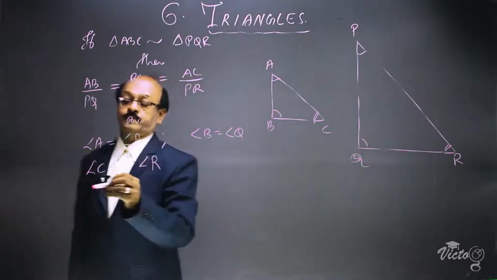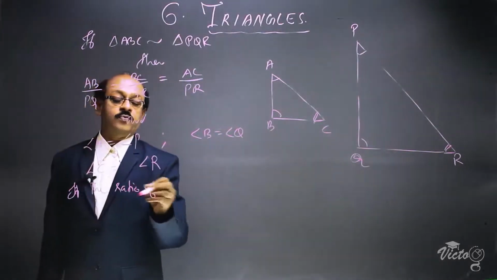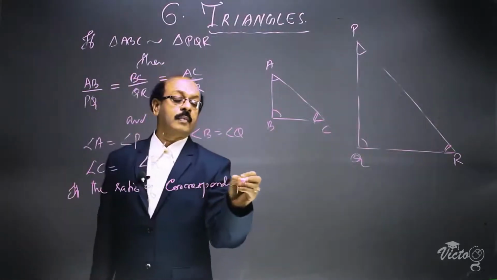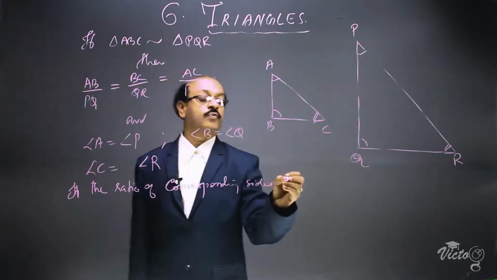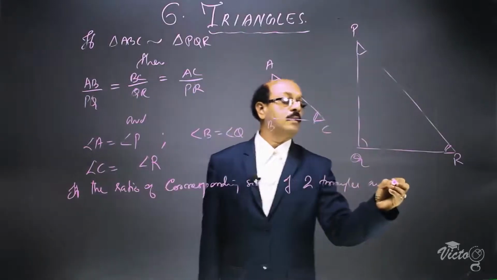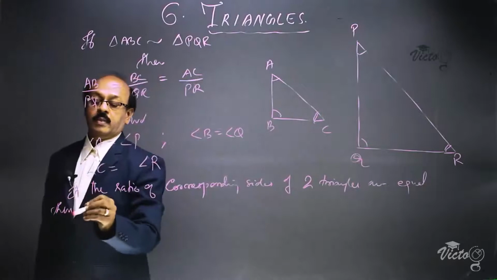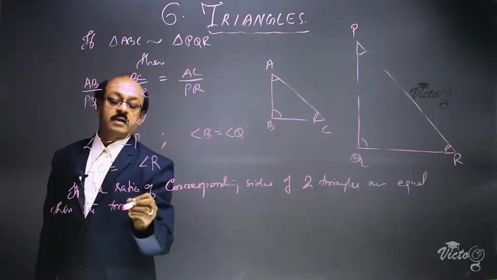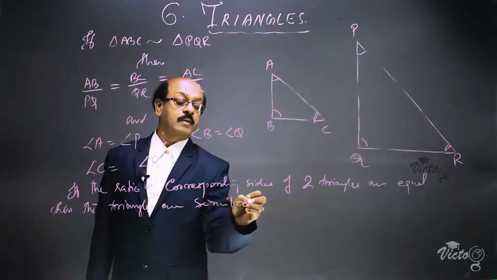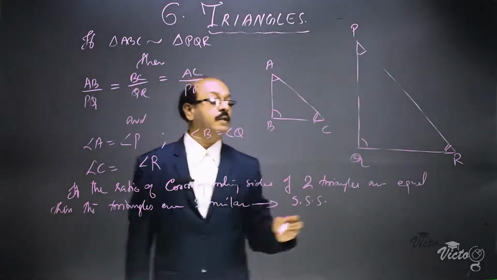If the ratio of corresponding sides of two triangles are equal, then the triangles are similar. This is called SSS similarity criterion.